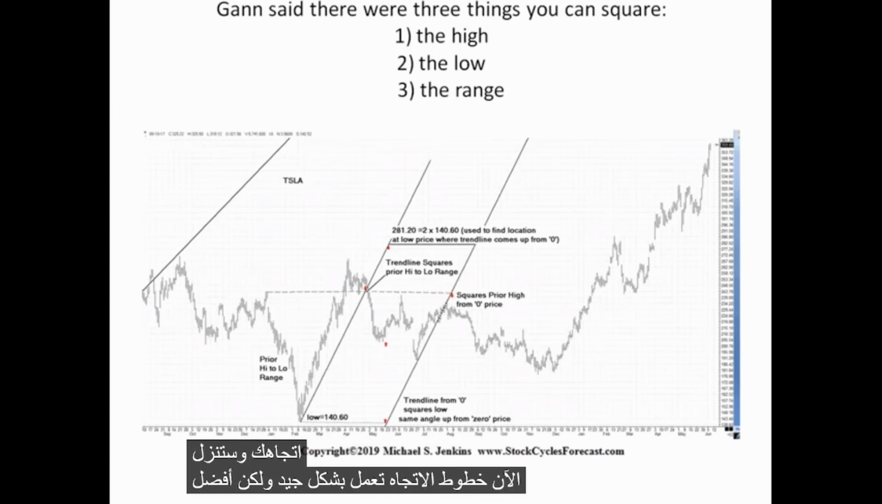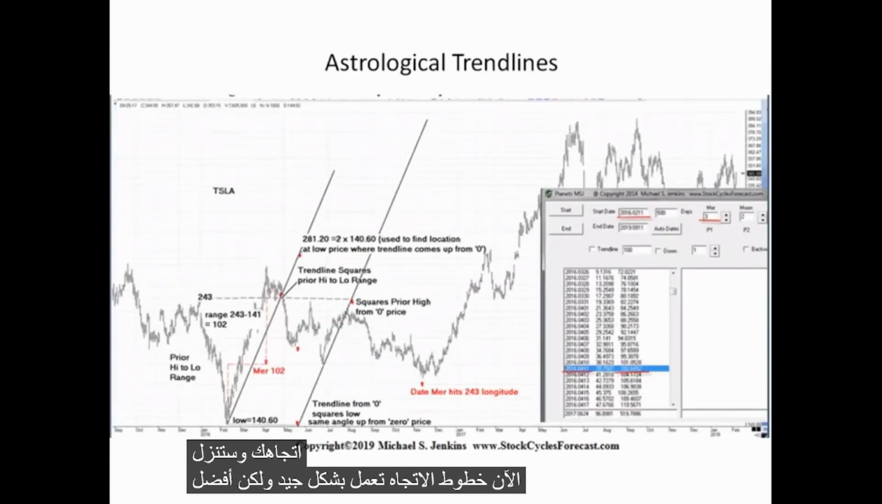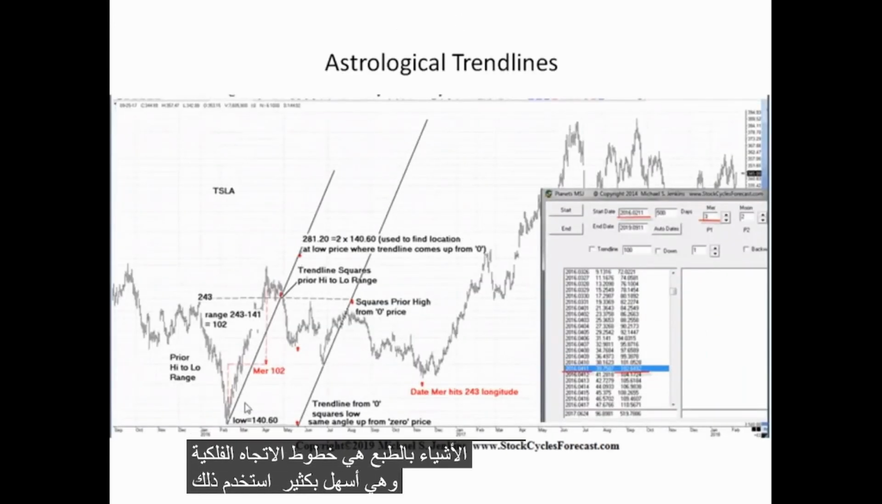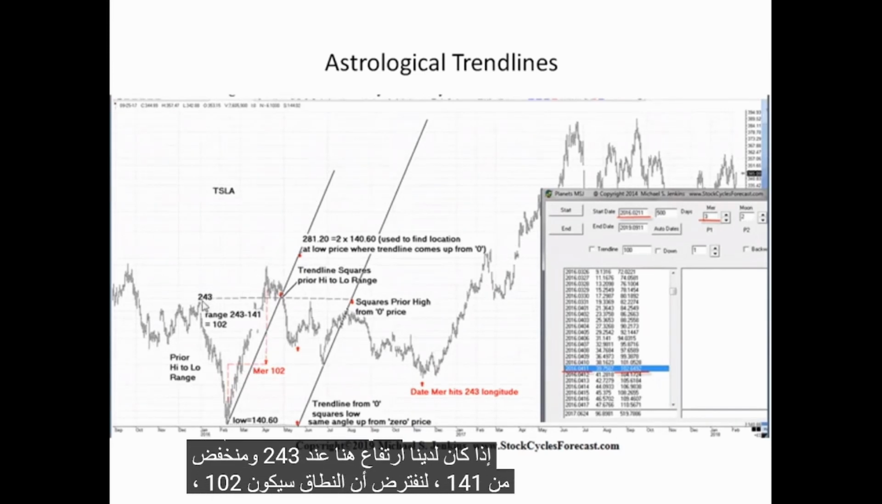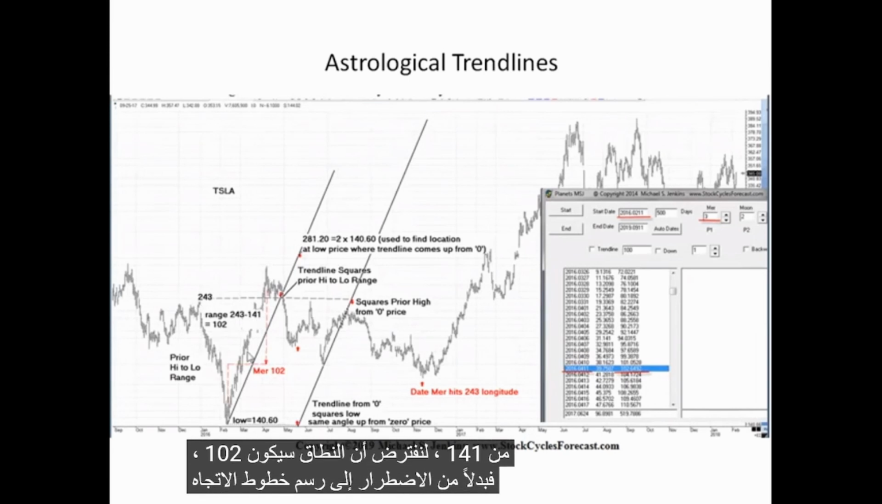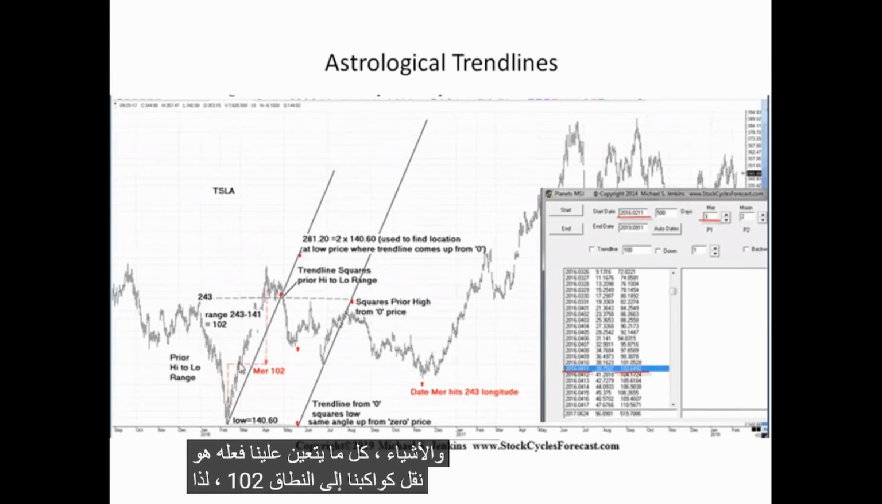And at that point again, time and price are squared, and you must change your direction and you'll be going down. Now trend lines work well, but the best things of course are astrological trend lines, and they're much easier to use. So if we have a high here at 243 and a low of 141, let's say, the range would be 102. So rather than having to draw the trend lines and stuff, all we have to do is move our planets, the range, to 102.